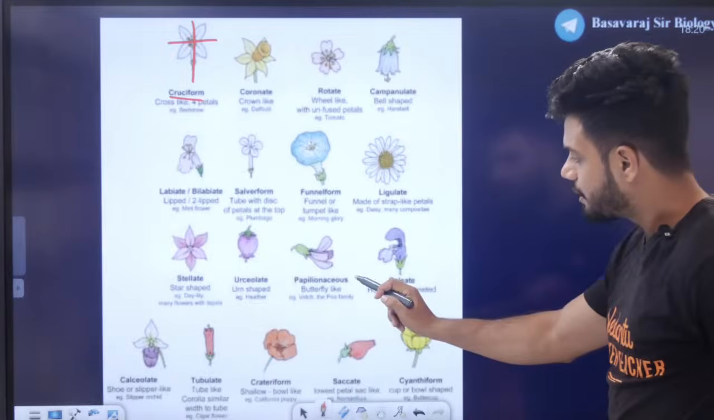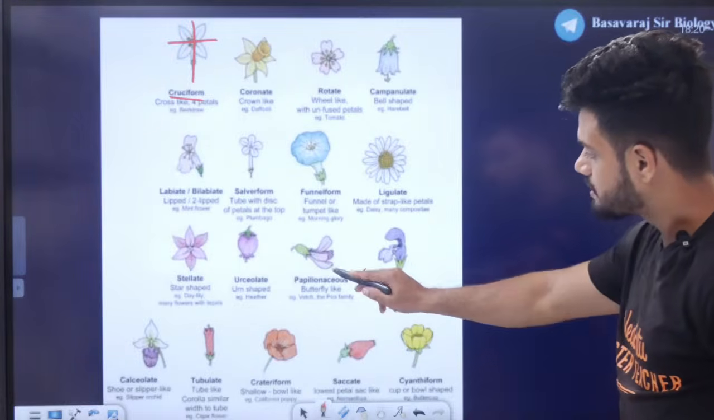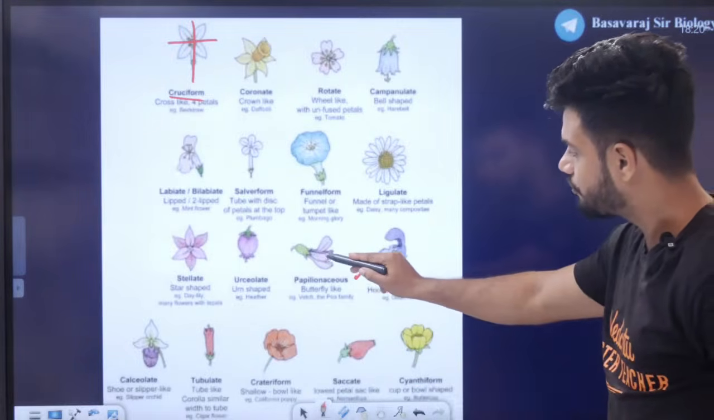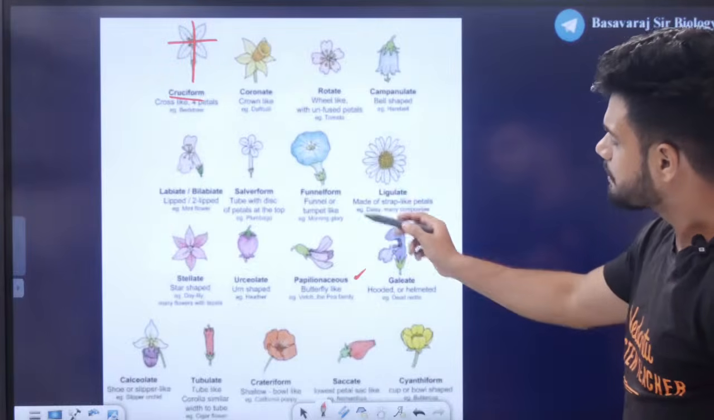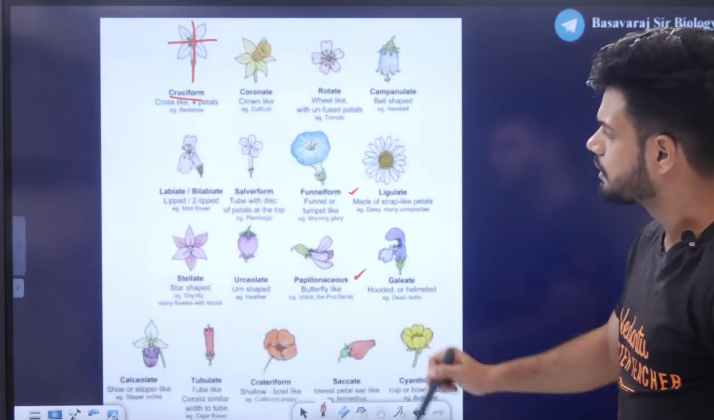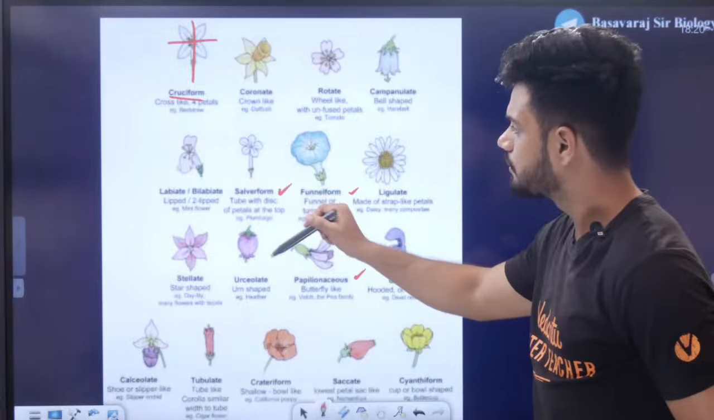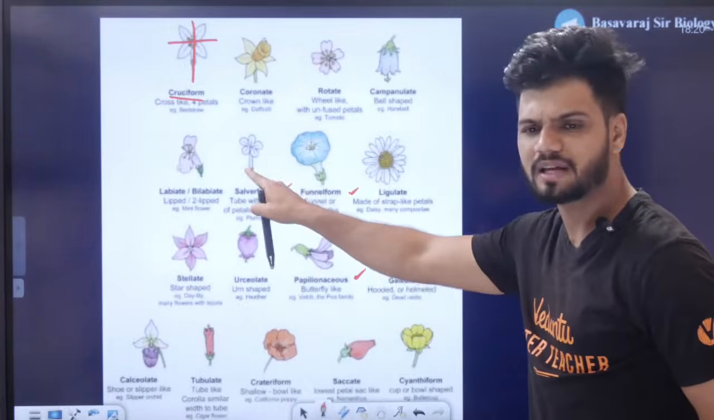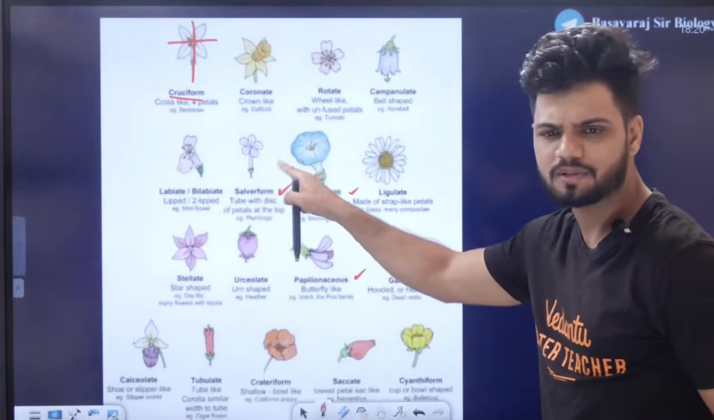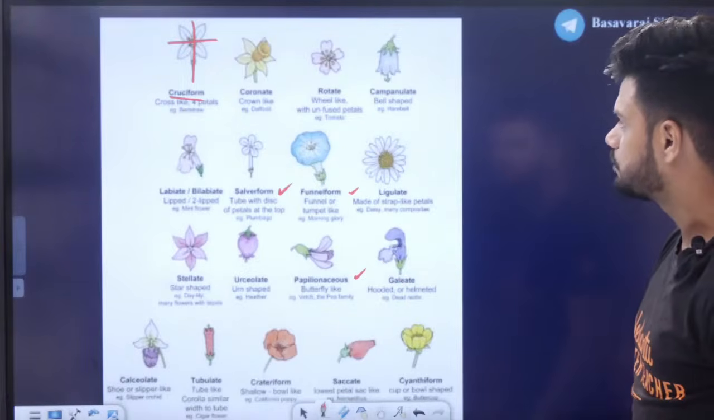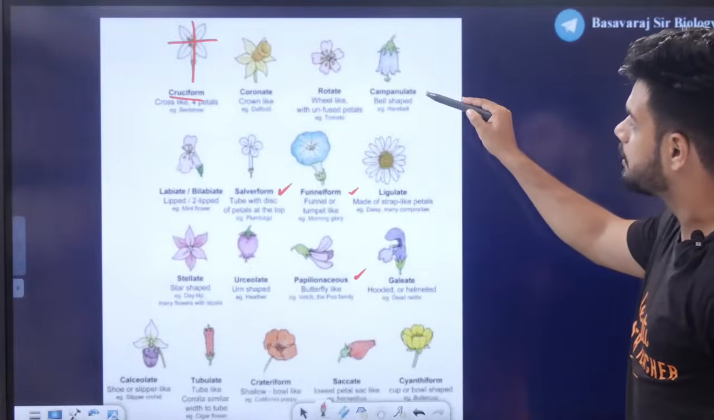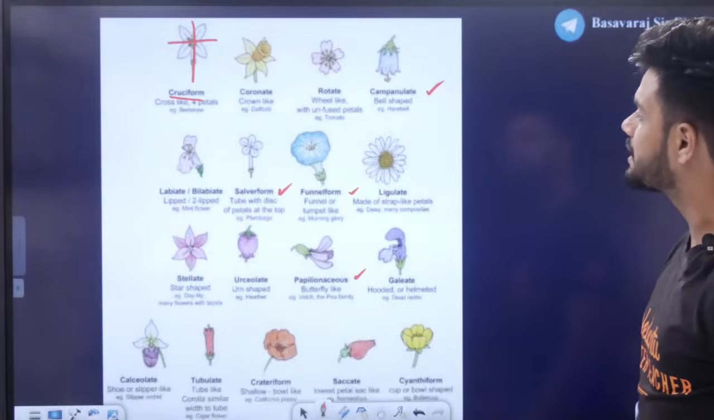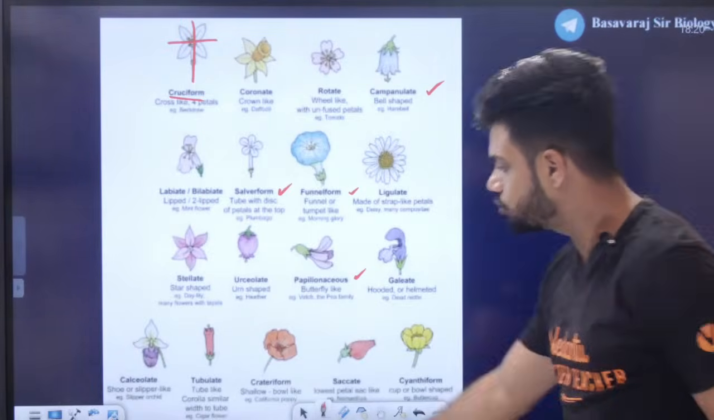Friends, how many of you have observed any of the following? This is your papilionaceous, which we learned that time. Standard, wing and keel. You might have observed this, right? The funnel form or also your sour form. You might have observed these 2 types on the roadside. This also is very famous. Campanulate is also very famous, also called as bell shape. Even tubulate is very famous.